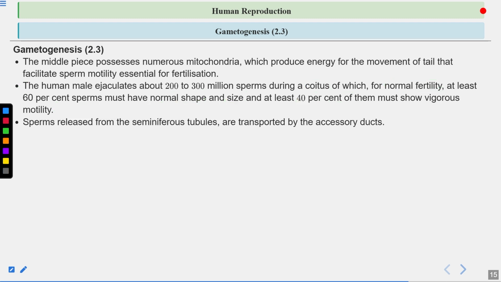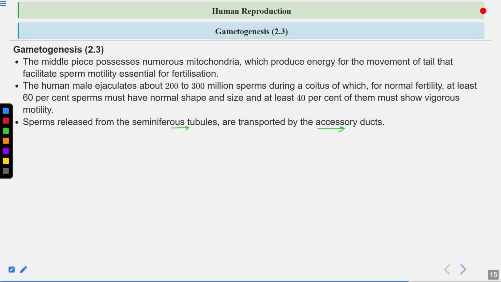Now, sperms released from the seminiferous tubules are transported by the accessory ducts. So what were the accessory ducts? Rete testis, then vas efferentia, epididymis, vas deferens. So these were the accessory ducts. When the sperms are released from the seminiferous tubule, they will enter into the rete testis. From rete testis to vas efferentia. So vas efferentia will carry the sperms to the epididymis.